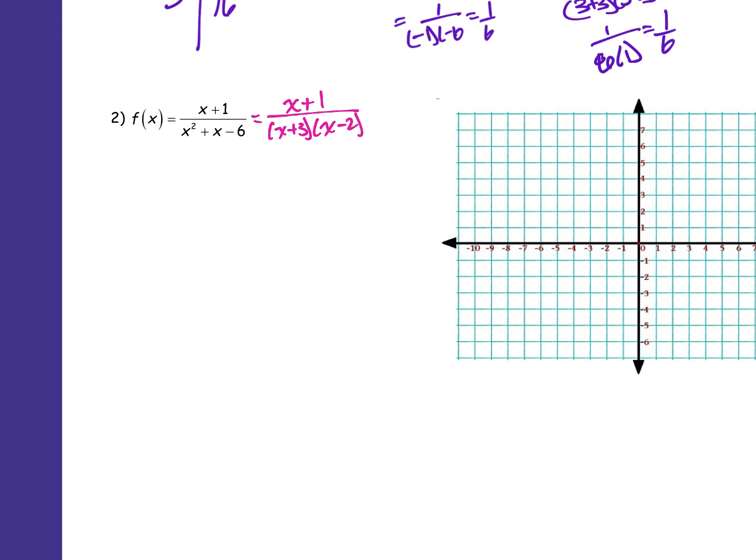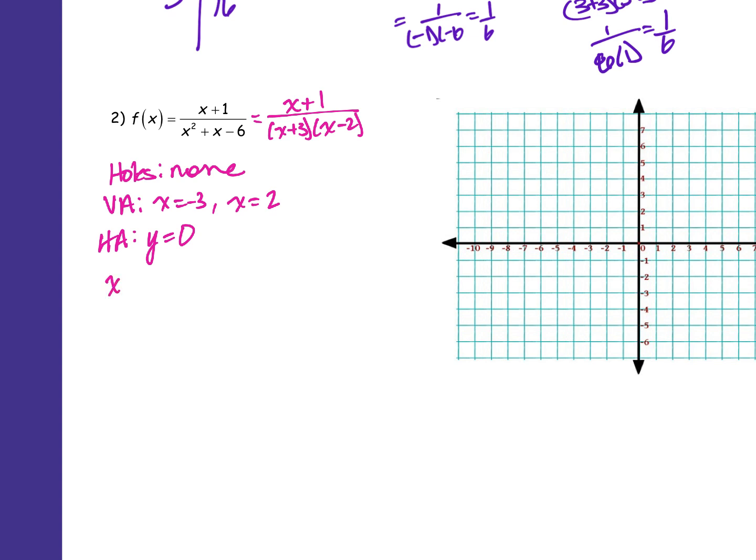So again, no holes, none. Vertical asymptotes, again, same place, x equals -3 and x equals 2. What's next? Sorry, horizontal asymptote is y equals 0 again, so that didn't change.